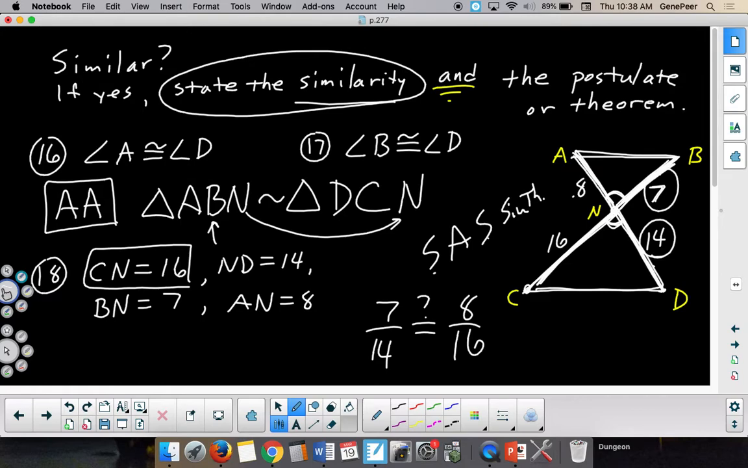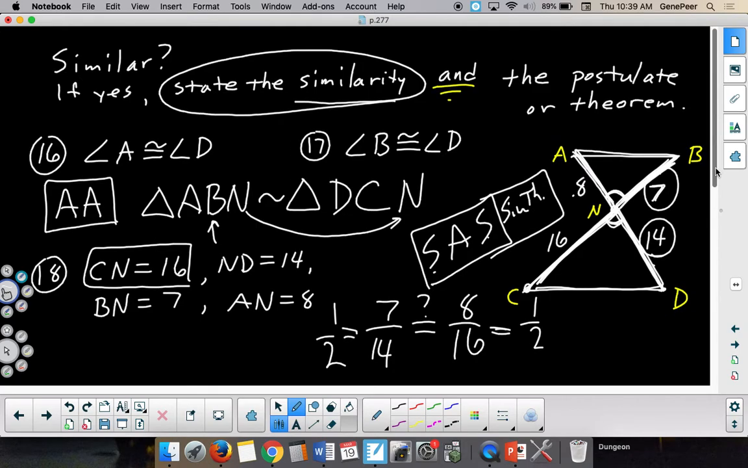You could go to the trouble of cross-multiplying to find out or whatever, but hey, look at this. Doesn't 7/14 reduce to 1/2? And doesn't 8/16 also reduce to 1/2? Meaning that those two fractions are proportional, the ratios are proportional, the sides are proportional, the triangles are indeed similar. Yes, for what reason? You can simply write SAS, I suppose, although you should write SAS similarity theorem, because this is definitely not the SAS congruence theorem.